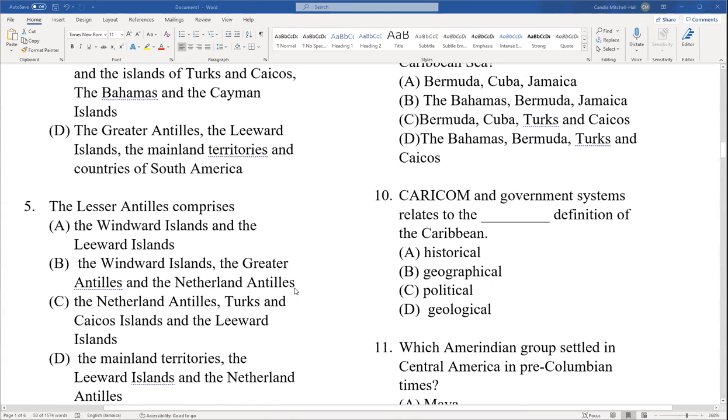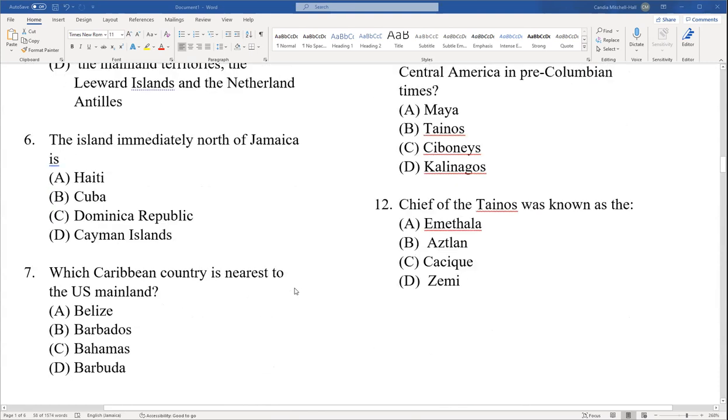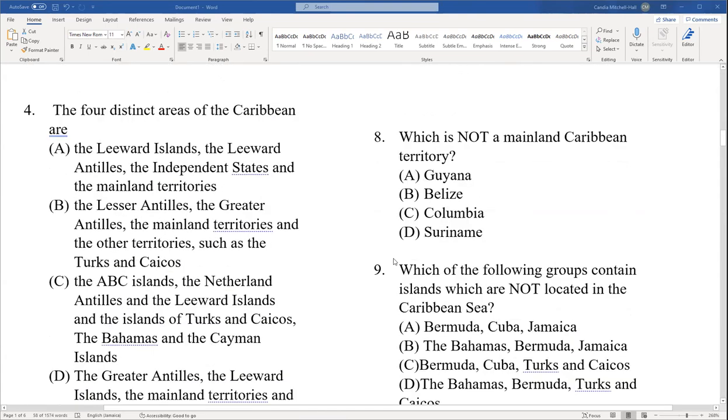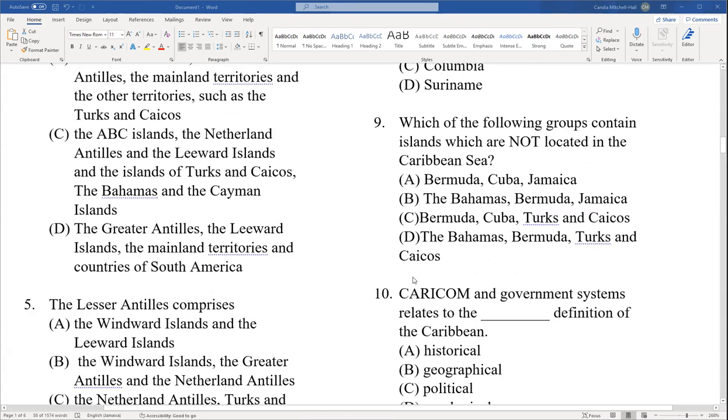Where are we now? 7? Yes, sir. All right. So 7, the answer is? Which Caribbean country is nearest to the U.S. mainland? C, sir. Bahamas. C, the Bahamas. Good. 8. Which is not a mainland Caribbean territory? Colombia. Very good.